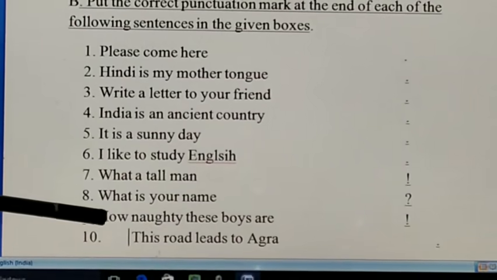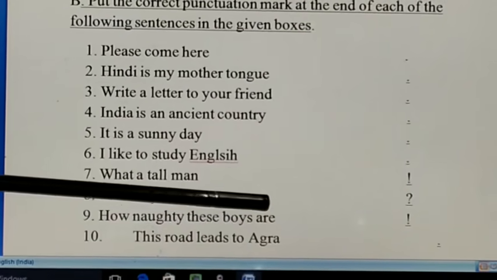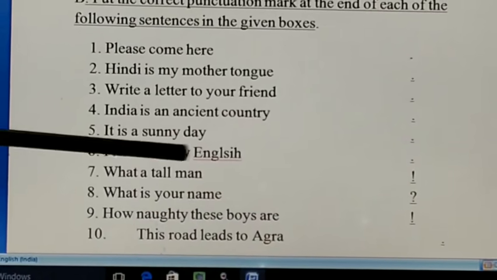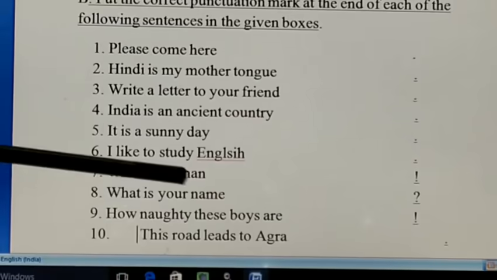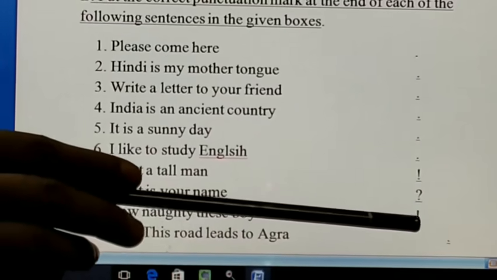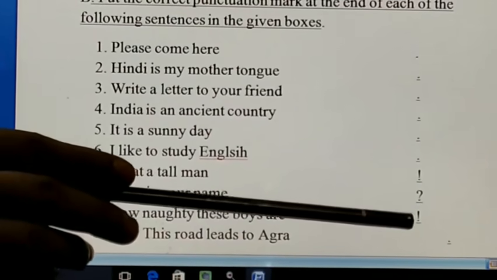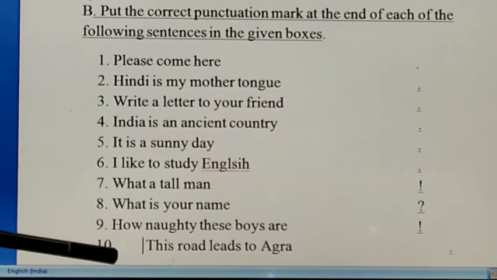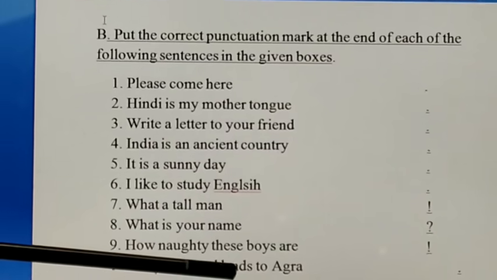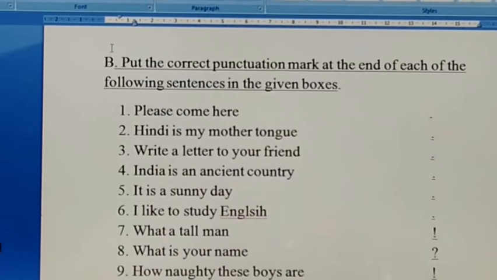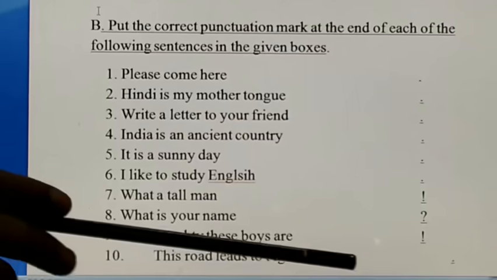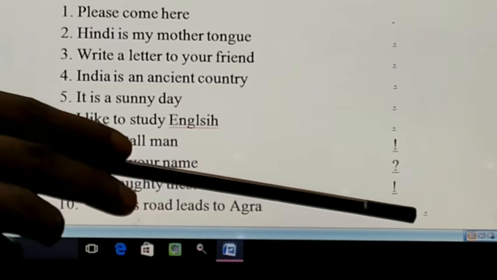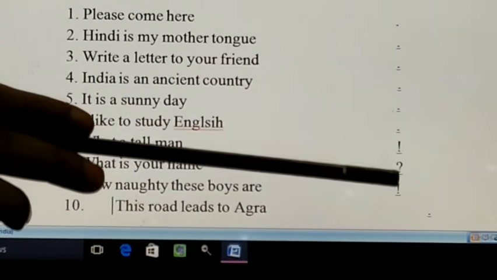How naughty, 9th one. How naughty these boys are. Can you see how naughty these boys are? Again, just see this sentence. What are you going to write here? Exclamation mark. Okay. This is also an exclamatory sentence. Now the last one. This road leads to Agra. Okay. This road leads to Agra. This is an assertive sentence. So you have to write a full stop.